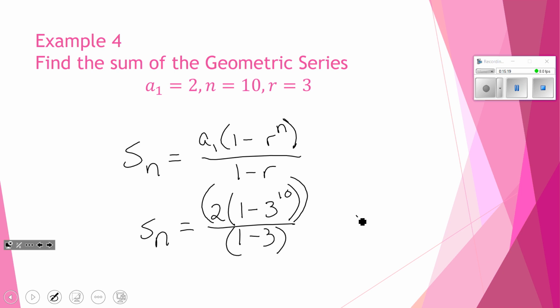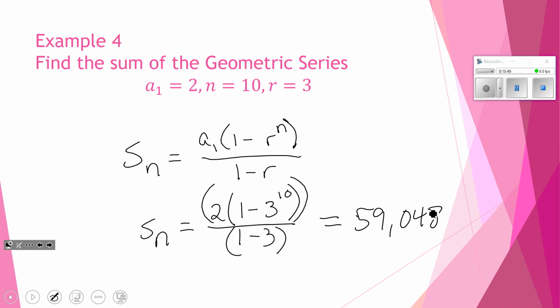So what's our sum come out to be? There, she got it. I mean, you could totally divide it by -2, because 1 minus 3 is -2. That's right, 59,048. And that makes sense.